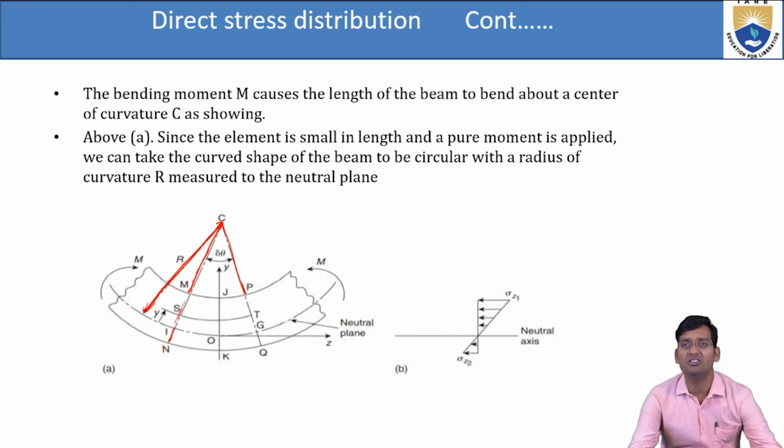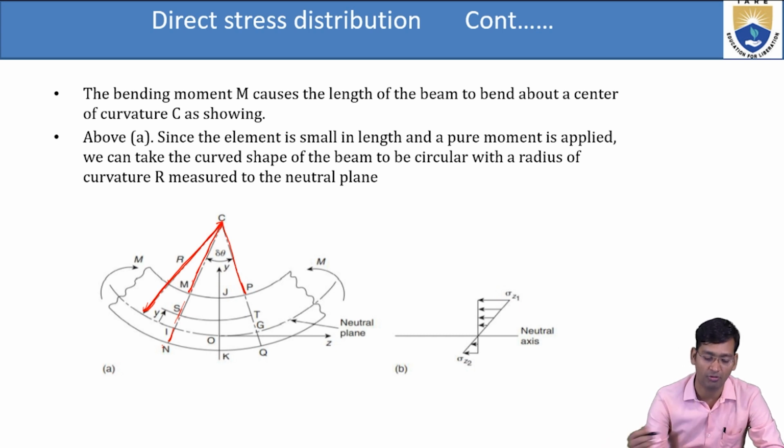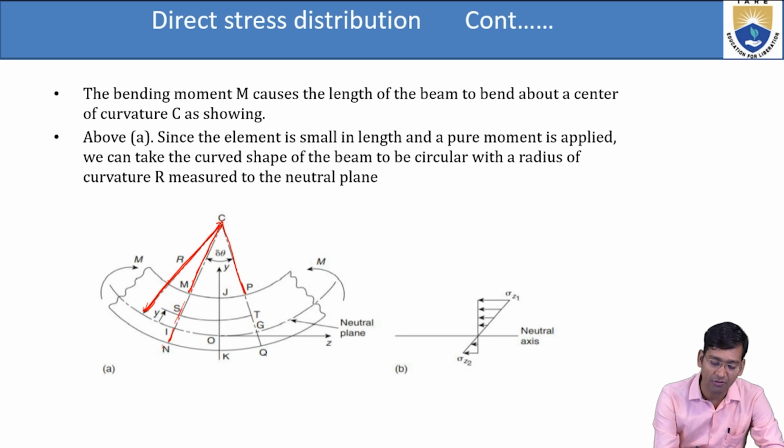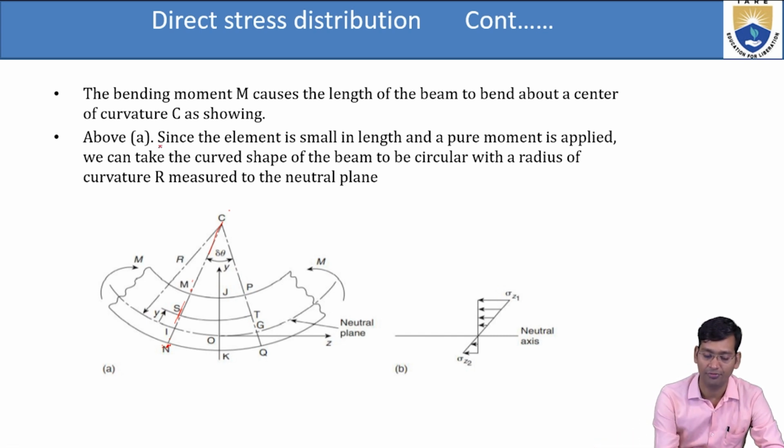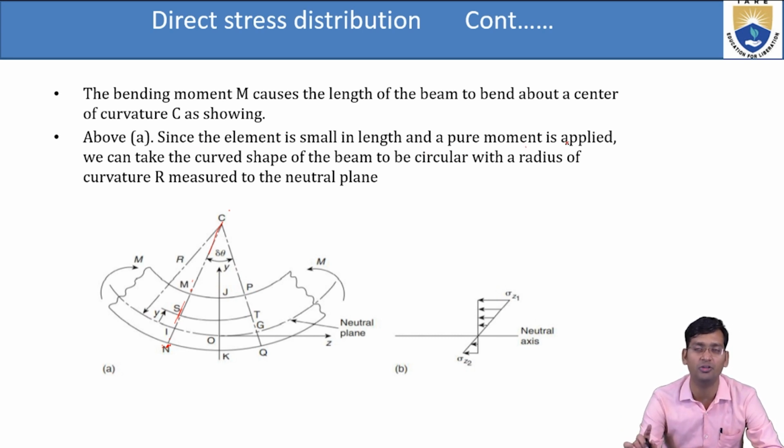The bending moment M causes the length of the beam to bend about a center of curvature, as shown in the figure. So because of the bending moment, what happened? The beam will start bending and form a radius of curvature R from the neutral axis. But from the upper fiber it will be Cm, and for the lower fiber it will be Cn, of that radius of curvature. Since the element is small in length and a pure bending moment is applied, here only the pure moment is there, which means there is no compression and so on. Only the pure moment is applied. We can take the curved shape of the beam to be circular with a radius of curvature R measured to the neutral plane. This point we had already seen.